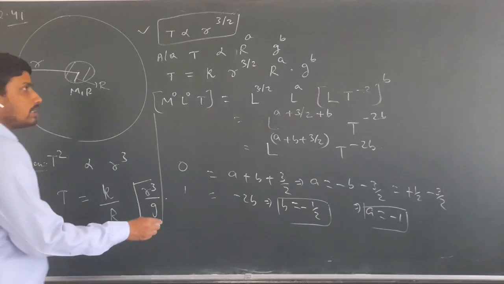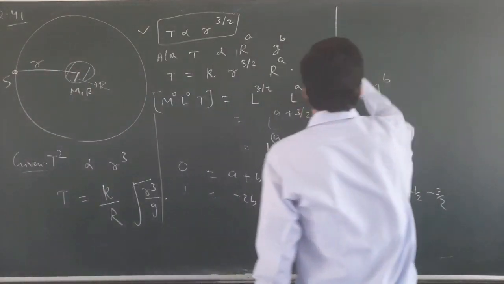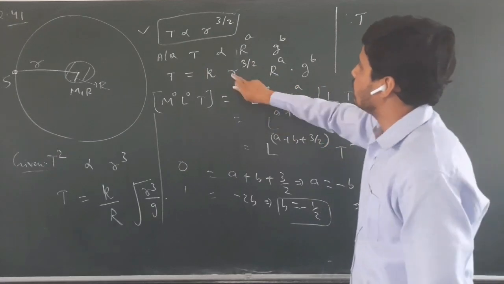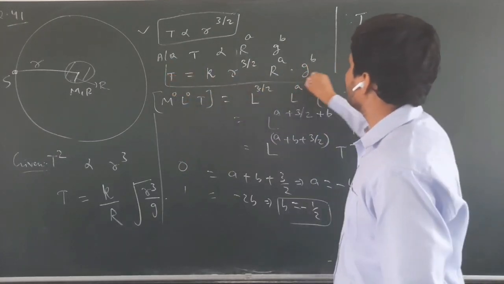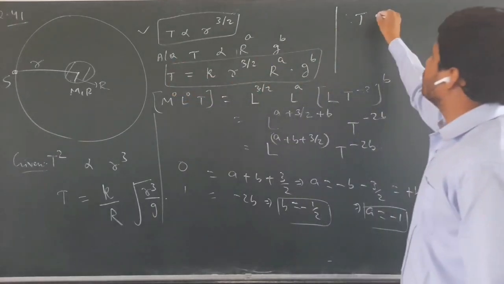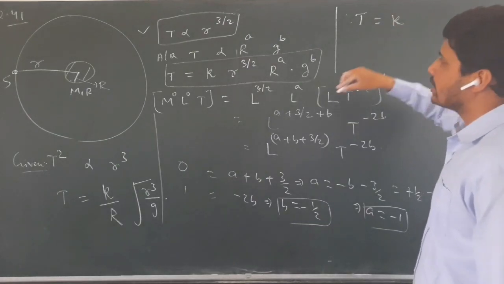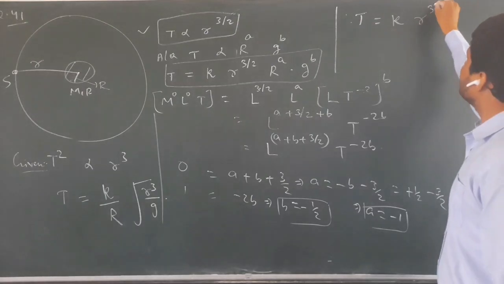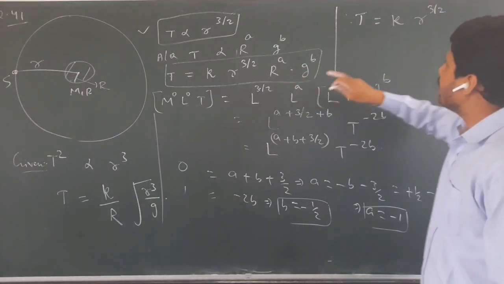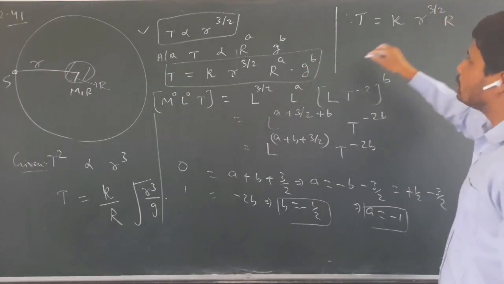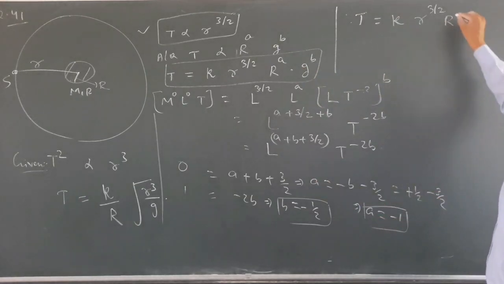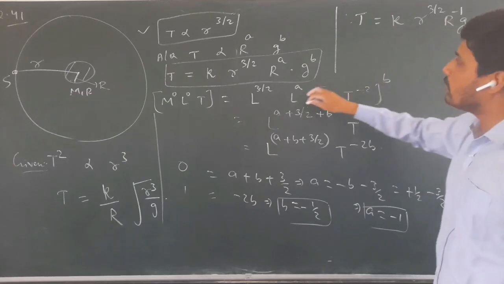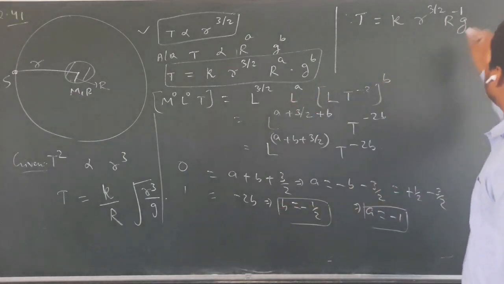Therefore, our answer will be T. So T is equal to some dimensionless constant K. This was known to us, r to the power 3 by 2. Capital R to the power a, a is minus 1. And g to the power b, b is minus half.